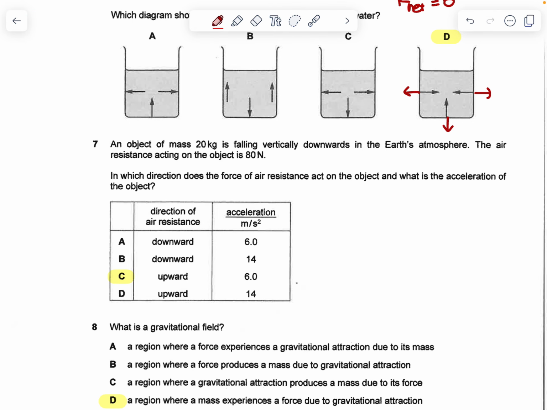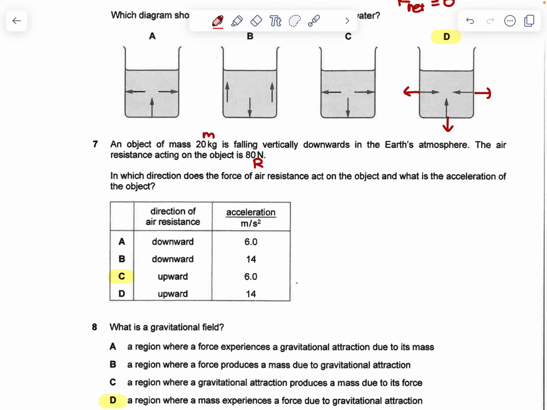Question 7. An object of mass 20 kg is falling vertically downwards in the Earth's atmosphere. The air resistance acting on the object is 80 newtons. Give it a capital R. In which direction does the force of air resistance act on the object, and what is the acceleration of the object?